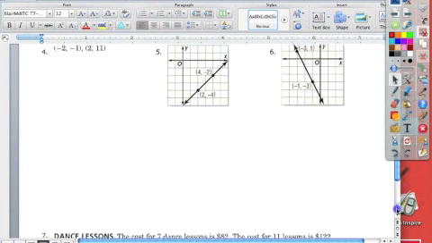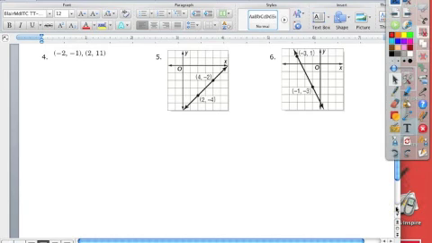All right, now number 5, we do the same way, except it gives us the 2 points already on the graph. And then we would work it the same way.